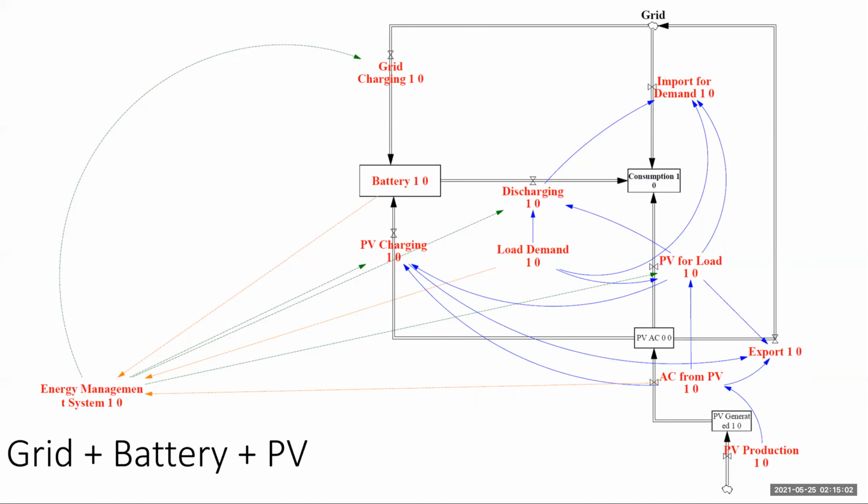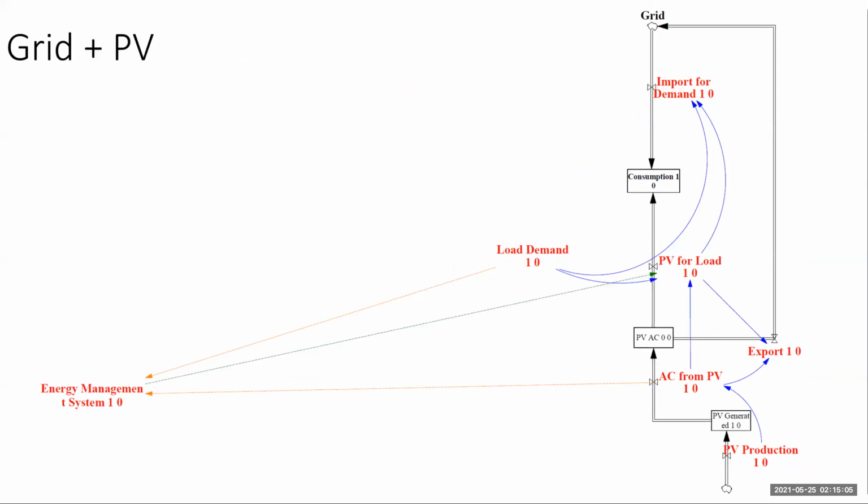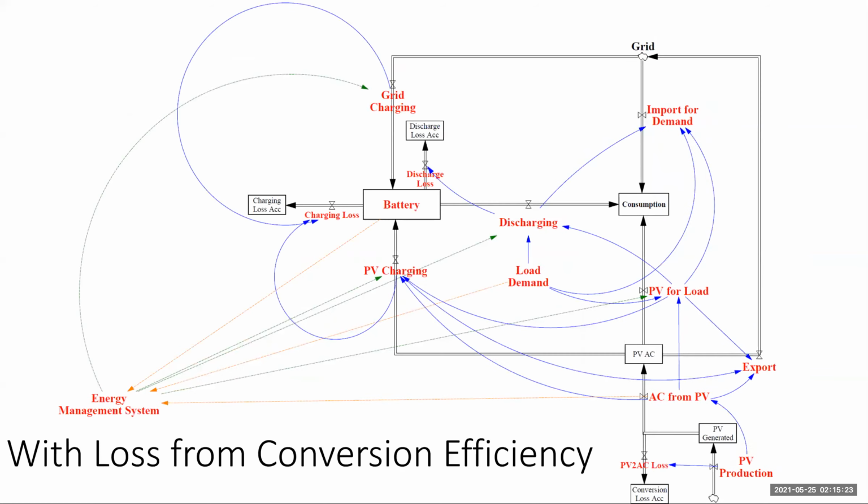This is the residence with grid, battery, and PV. And this is the residence with grid and PV. I hope the modularity is clear. Next, we look at the residence with grid, PV, and battery, but this time with loss from modeling conversion efficiency. This model is similar to one we have seen, but notice the stocks that account for energy loss from the conversion efficiency. The conversion efficiency is a nonlinear function from the datasheet of the inverter's manufacturer.